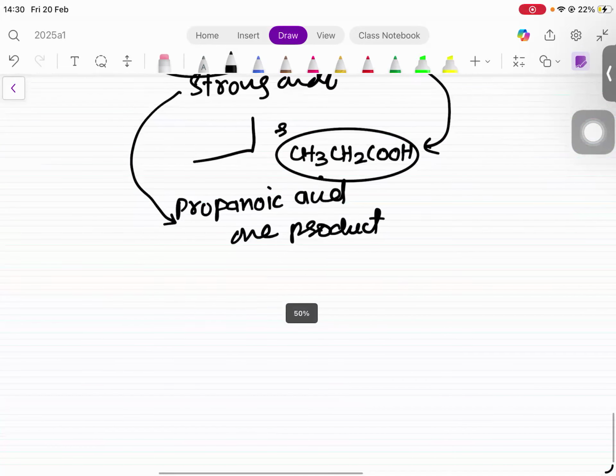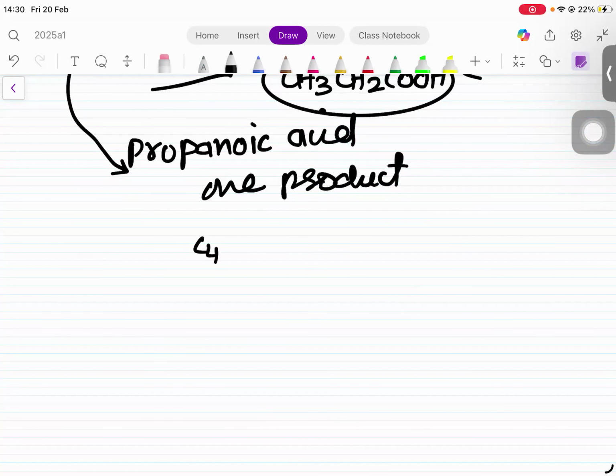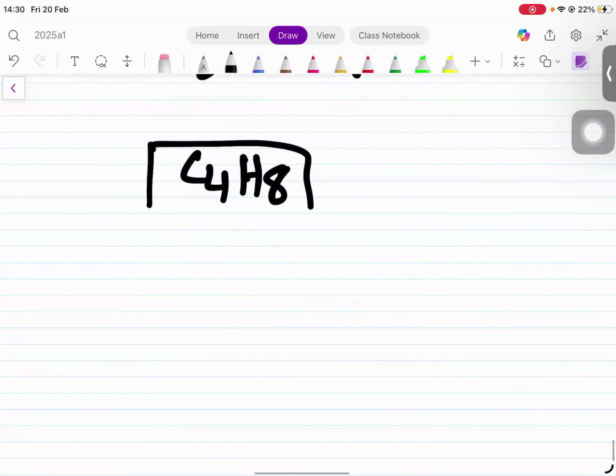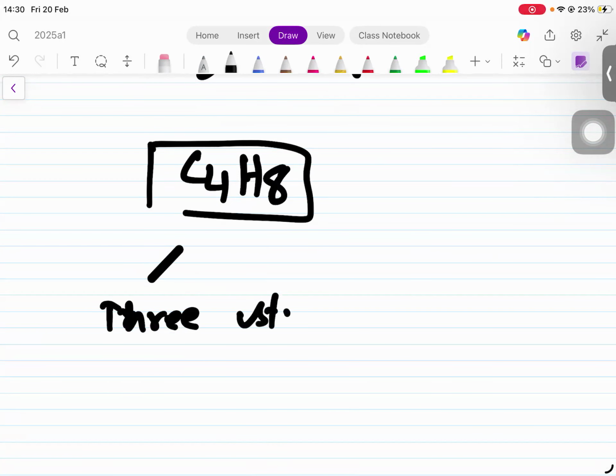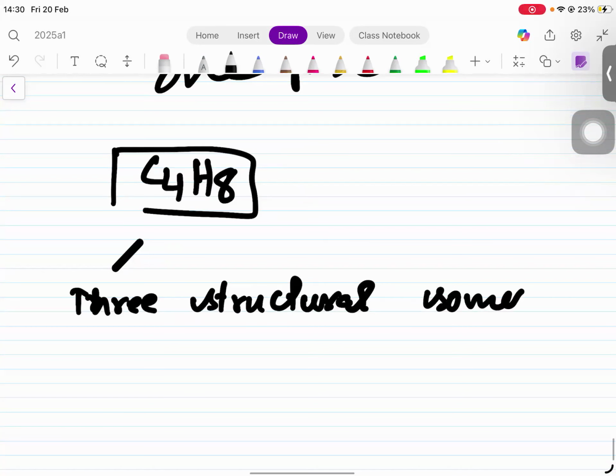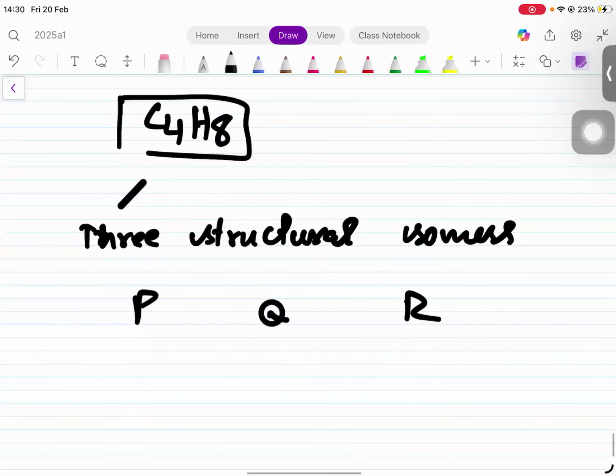Hold on, it's not over yet. There's an alkene C4H8. The product is only one, but 2 moles are formed. C4H8 is an alkene, children, right? It has 3 structural isomers. Please draw 3 structural isomers, P, Q, and R. Please write down this question. C4H8 is an alkene with three structural isomers, P, Q, and R.